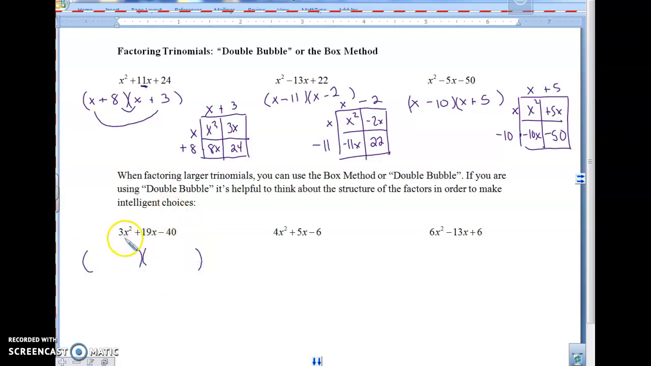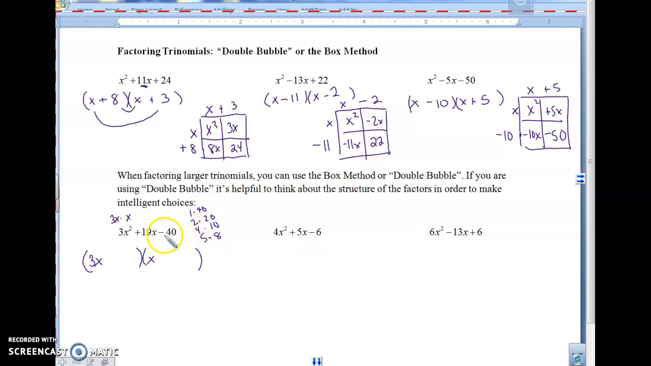Okay, so 3x squared. The only way to get 3x squared is 3x times x. So that is my first term. It has to be. Okay, now for my last term, I have different choices. I have 40 is 1 times 40, 2 times 20, 4 times 10, and 5 times 8. So I have 4 choices there. Let's see if I can eliminate some of them.